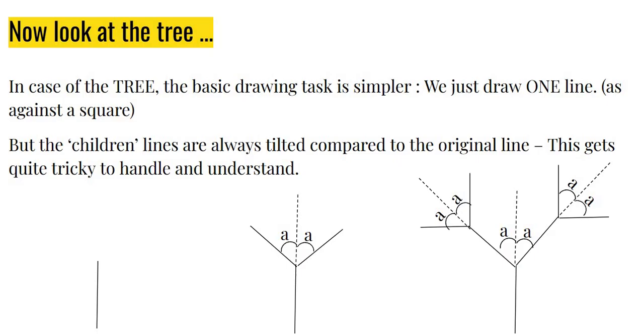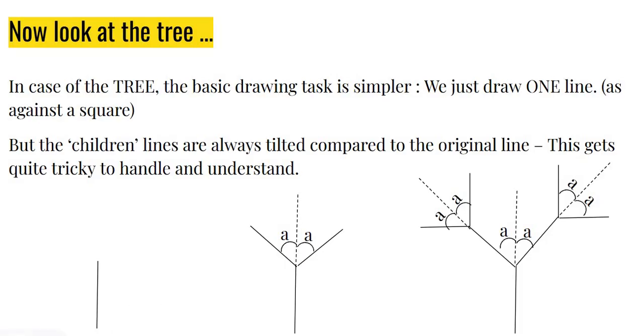In fact, if you think about it, the basic drawing task for the tree is actually simpler because, in case of the square, we were drawing a square. Of course, you could draw the pattern with any other polygon. That's perfectly fine. But nonetheless, it was a fairly involved drawing task. But here it's just a simple line. However, there is a complication that the children lines are always tilted compared to the original line. In fact, this gets quite tricky to handle and understand, but we will do this a bit later.